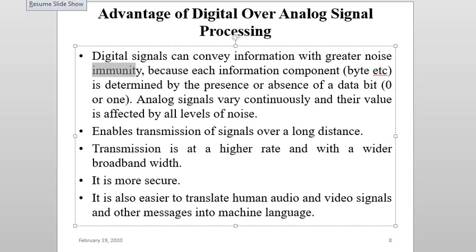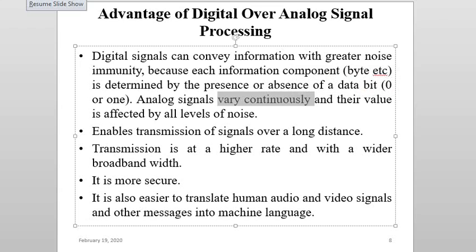In the digital signal we can generally identify where information is missing by the byte extraction, which is 0 or 1. In analog signals the signal varies continuously, but in the discrete signal it is in a discrete format. That is why it is very easy to eliminate the noise.